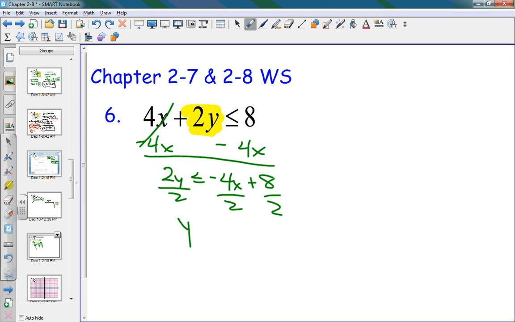So why do I flip the sign? When do I flip the sign? When you multiply or divide by negative numbers. So I'm not dividing by negative numbers, so that stays. So negative 4 divided by 2 is negative 2x. 8 divided by 2 is going to be 4. There is going to be your inequality information. Now, out of that equation, what information do I need?